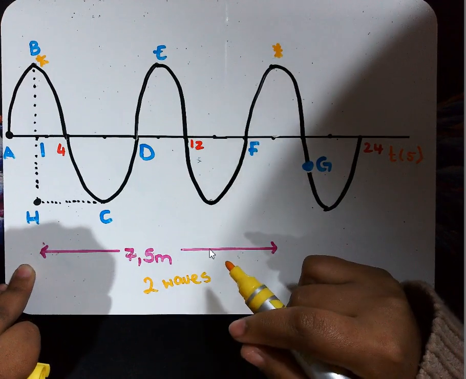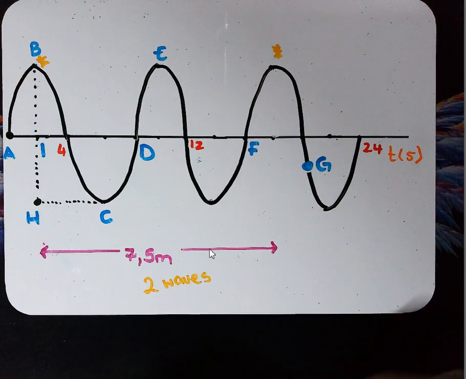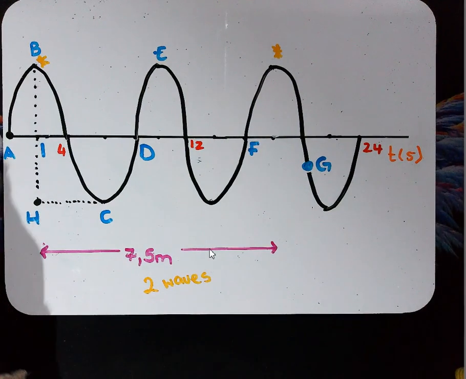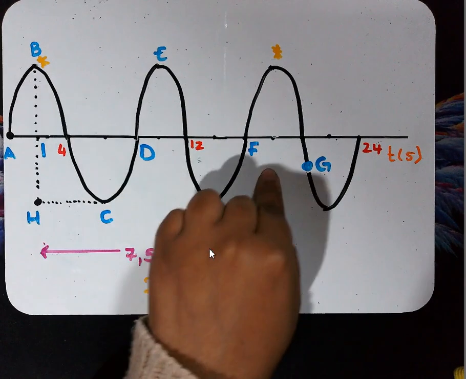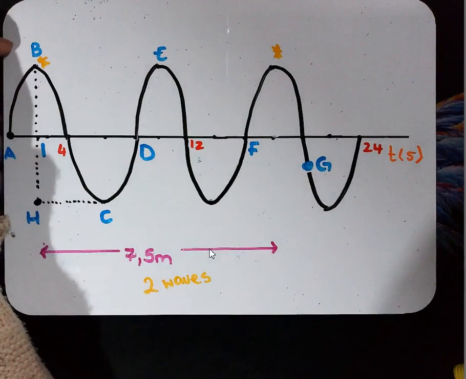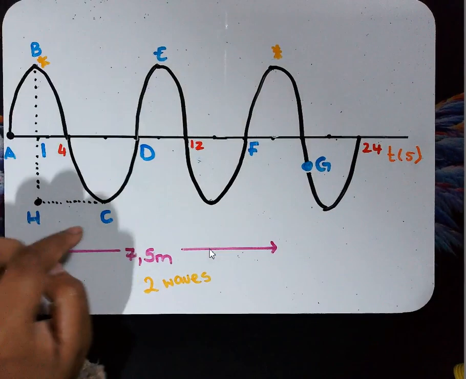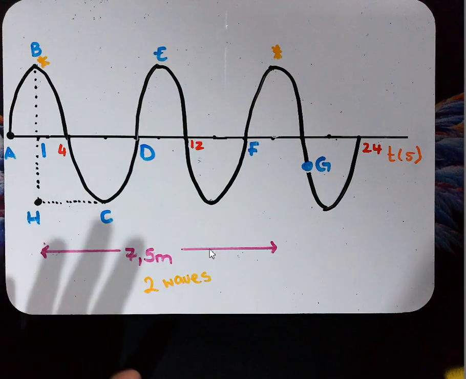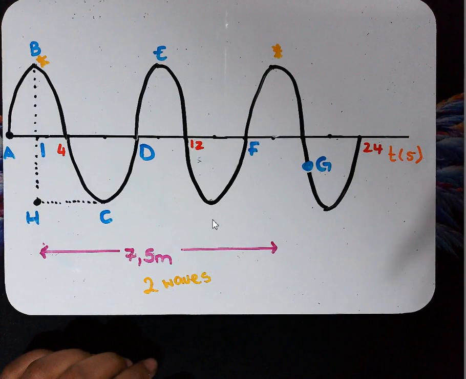The other information on this image is that we have points A through H. Point A at the rest position, point D at the rest position, point F at the rest position, point B at the top, point E at the top, and then point C at the bottom. Alright, and now we can start looking at some of the questions.